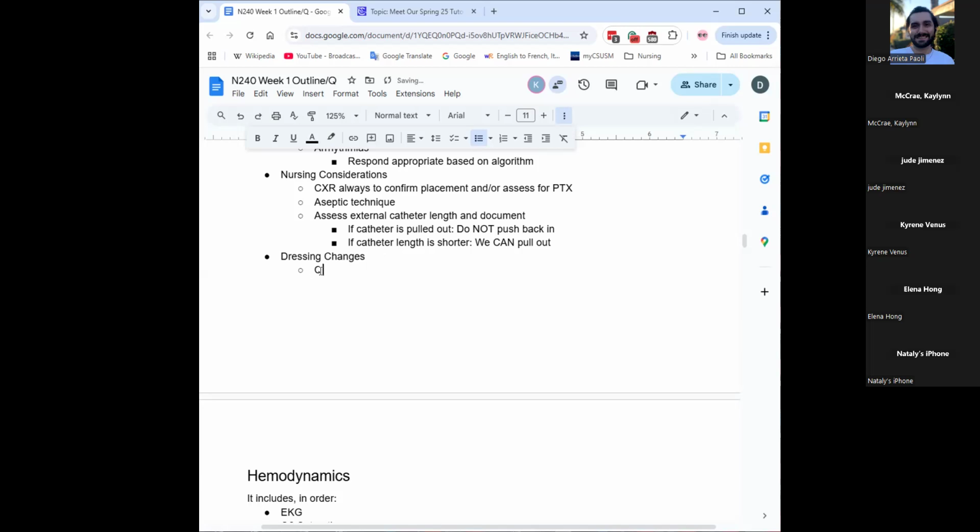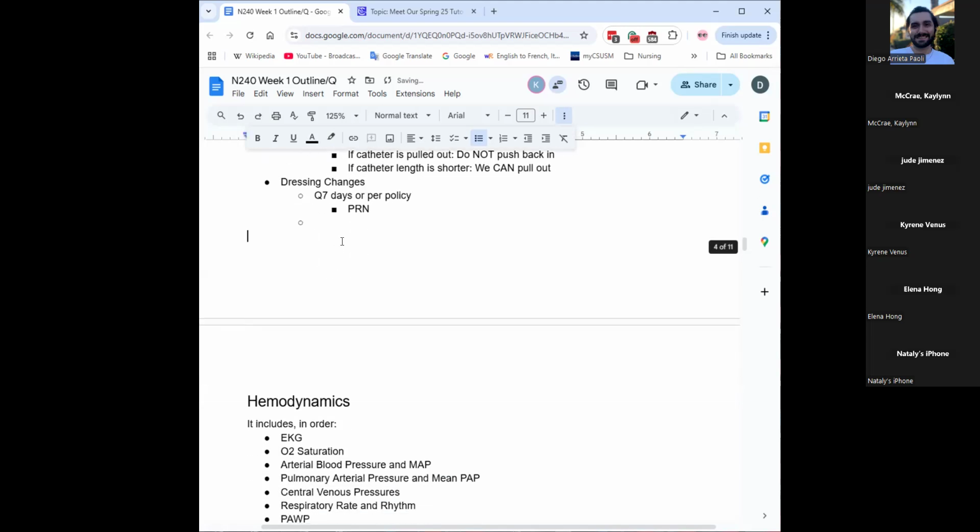Yeah, so this is going to be up to policy. But yeah, around 7 days to change, or even PRN, depends. Definitely if it's coming off, if it's nasty, if it's covered in blood or other fluids and whatnot. What's the dressing on it called? A transparent film dressing.